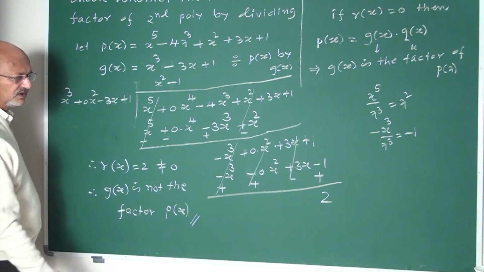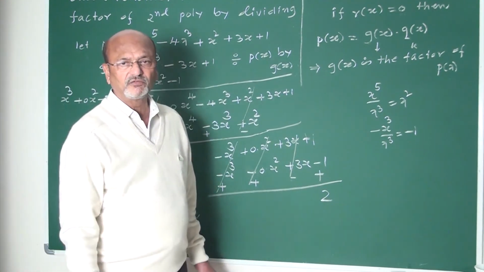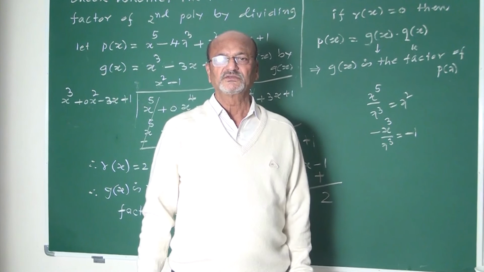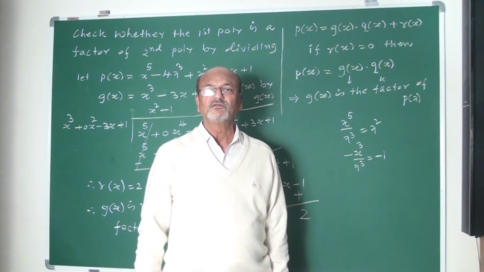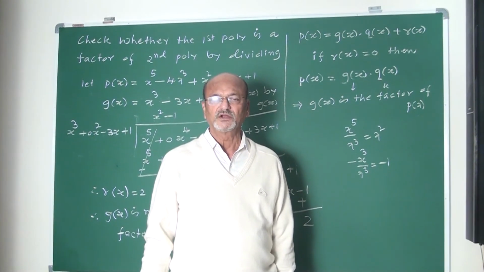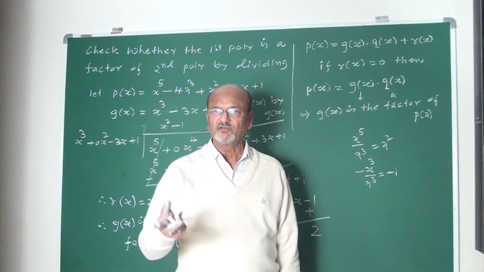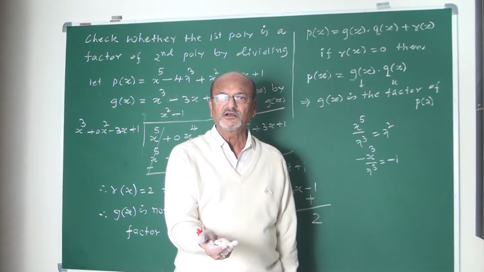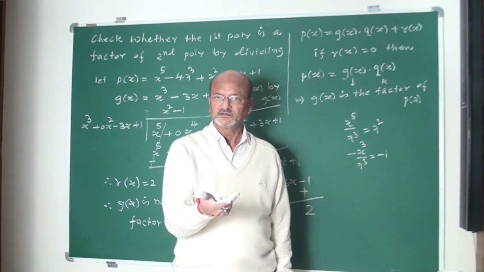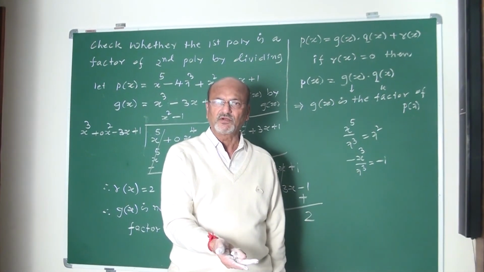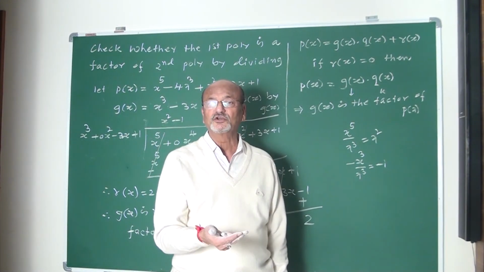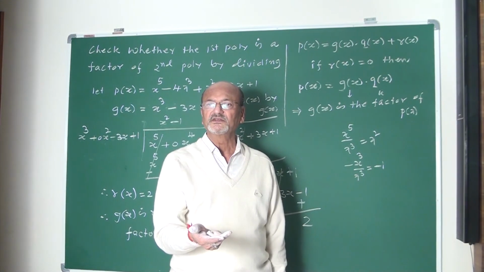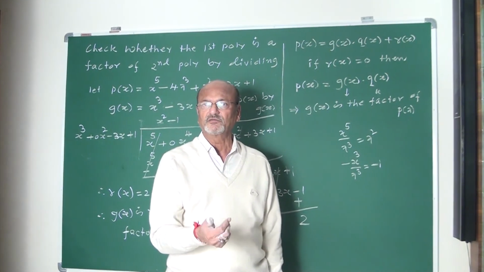Yes, my friends, this is a factor only when the remainder is 0. Now if the remainder is not 0, the divisor is not a factor of the dividend. I have done both. Where you get remainder 0, you say yes, it is a factor. The second example is where the remainder is not equal to 0. Therefore, the divisor is not a factor of the dividend.